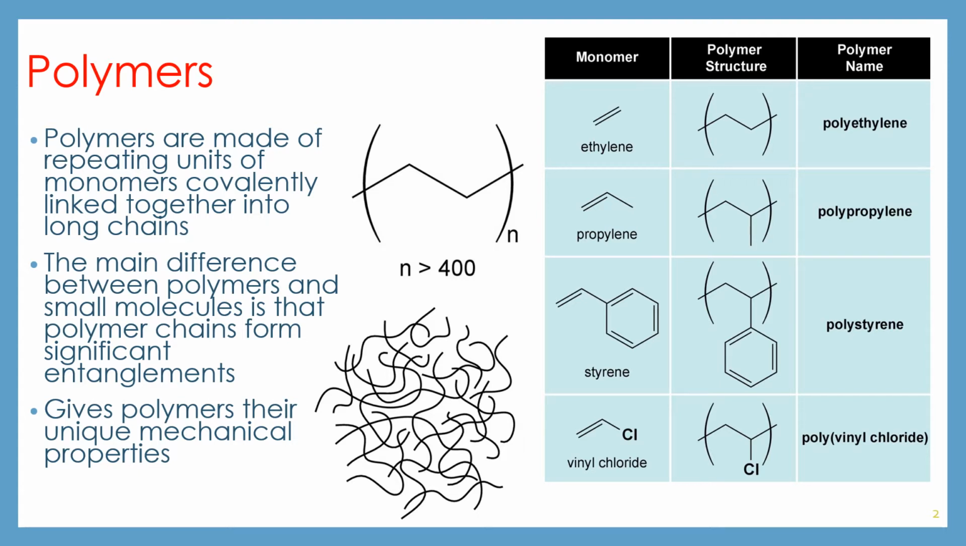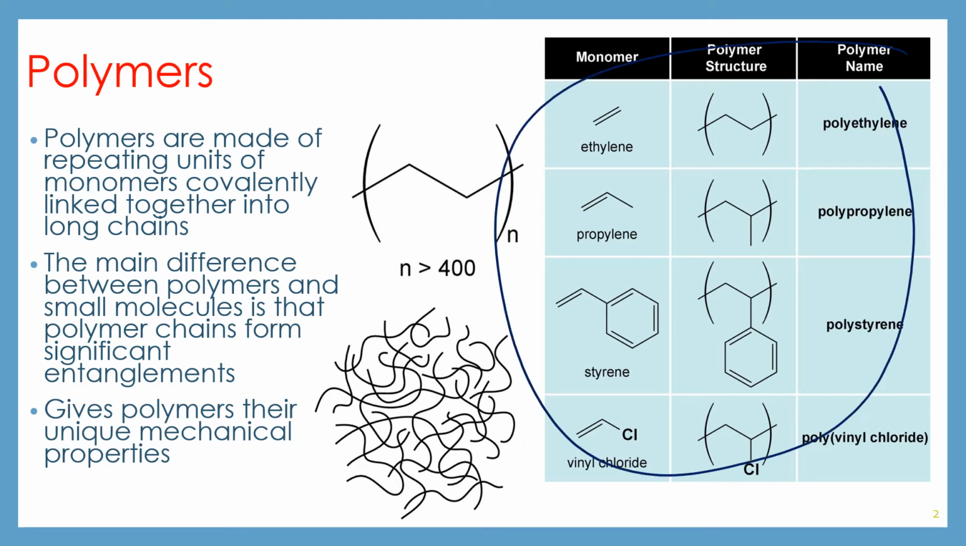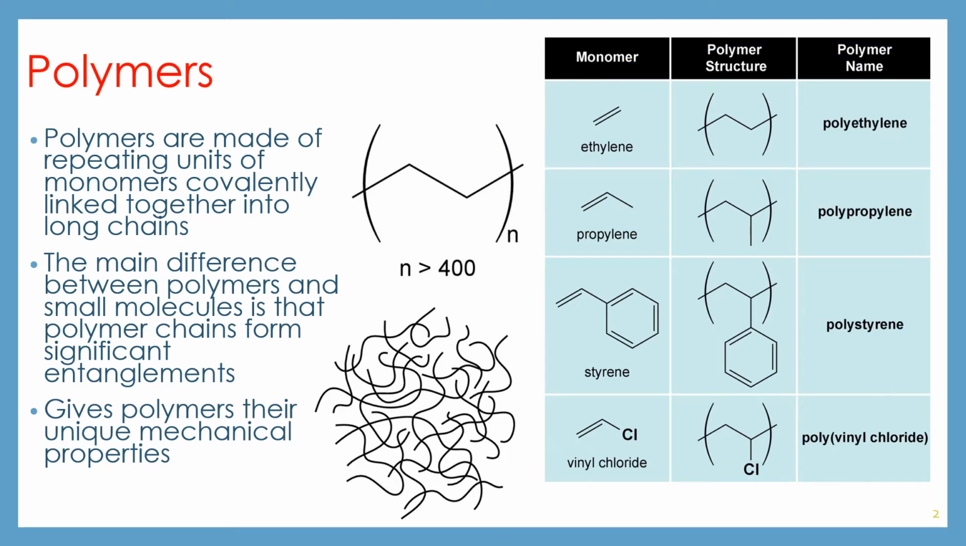So a couple common polymers are in this table. You're probably pretty familiar with polyethylene, often symbolized as PET. This is just a repeating unit of ethylene, just two carbons over and over. You can also have polypropylene, which is a repeating unit of propylene.